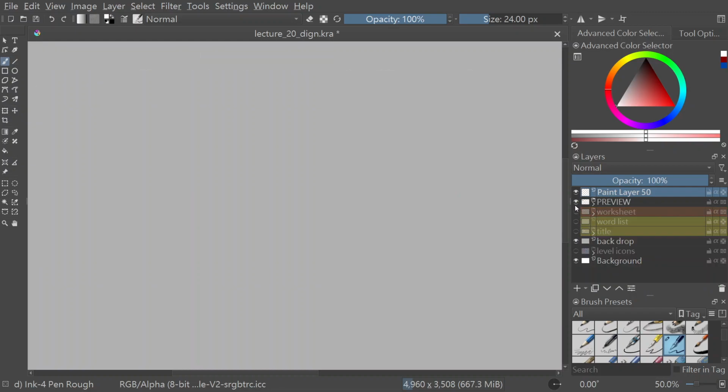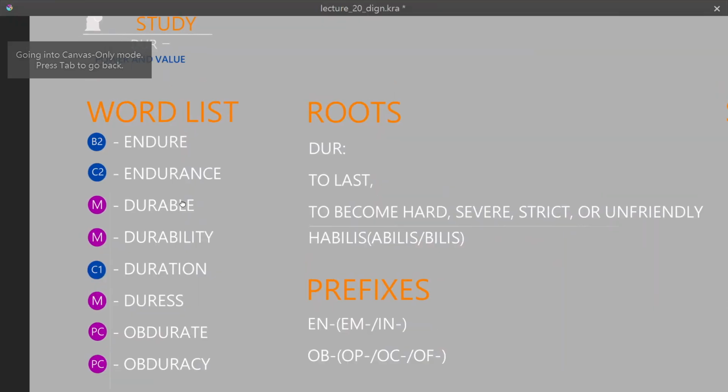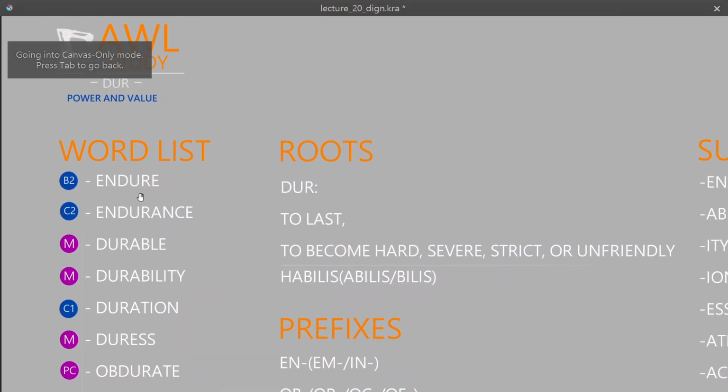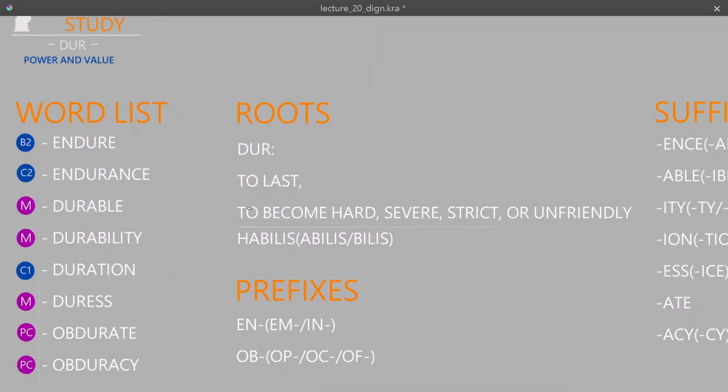Alright, so we have the preview of the next section. In the next section, we're going to study some words that share the root DUR, meaning to last or to become hard, severe, strict, or unfriendly. Alright, let's move on.